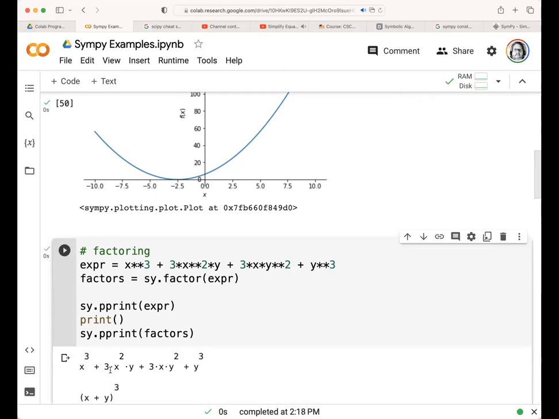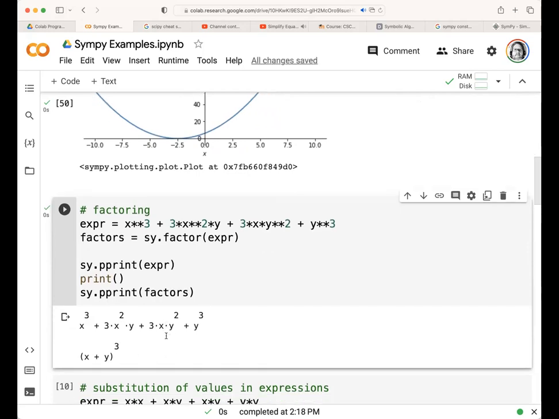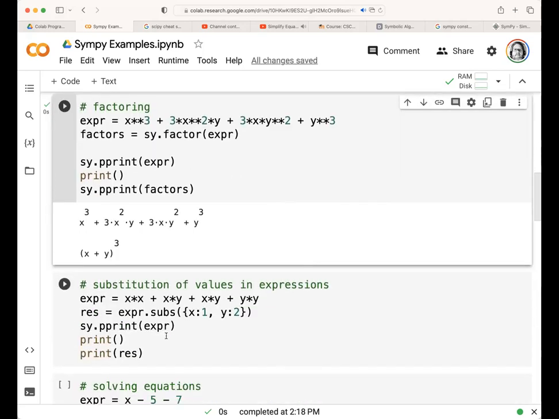There we go. x cubed plus 3x squared y plus 3xy squared plus y cubed. That's what it is. When you factor that, that is (x plus y) cubed. That's as simple as can be.